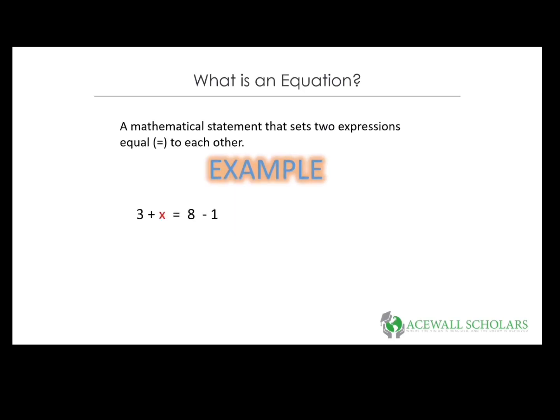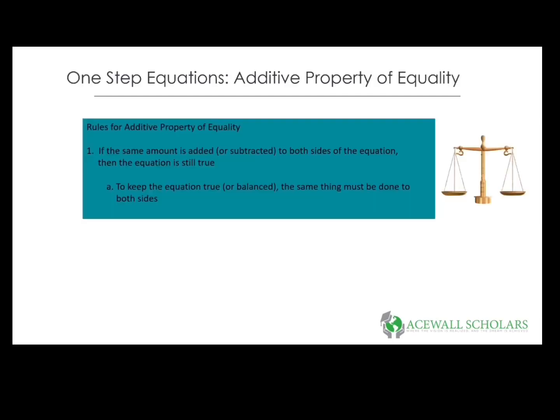Now, what happens if we replace parts of the expression with a variable? And a variable is just some symbol or letter that we can use in place of a number. Well, when this happens, we have to solve the equation to find out what that variable is actually equal to. Now we'll be using the different properties that we talked about earlier to actually solve equations. So, let's look at the additive property of equality to solve one-step equations.